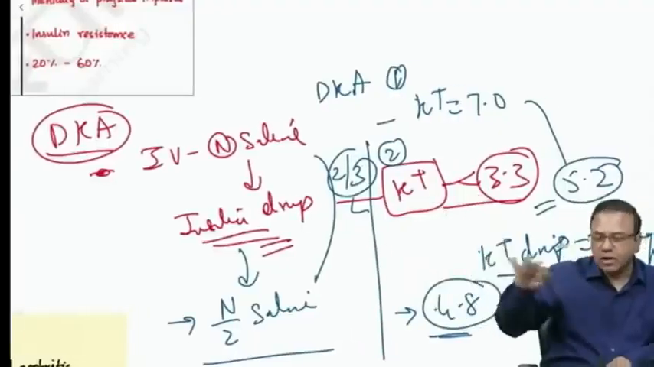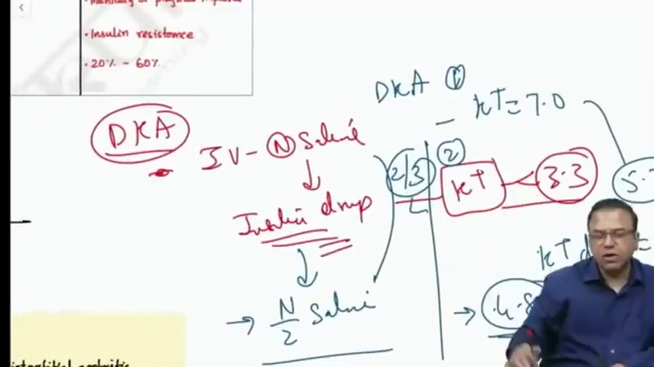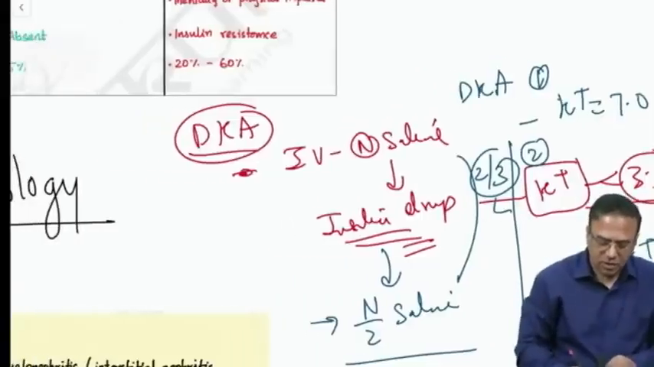If it's below 3.3 at any time in the middle of treatment, you should stop the insulin immediately, allow it to go to the upper limit, and restart the insulin. So this is the main concern in DKA.